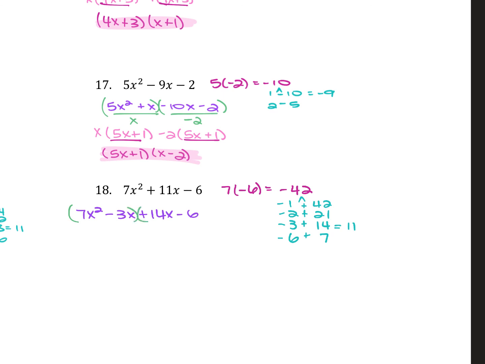If we factor by grouping, we're going to factor out an x from the first set of parentheses and a positive 2 from the second set of parentheses. So this gives us x times 7x minus 3 plus 2 times 7x minus 3. Two sets of parentheses are the same, so that's 7x minus 3 times x plus 2.